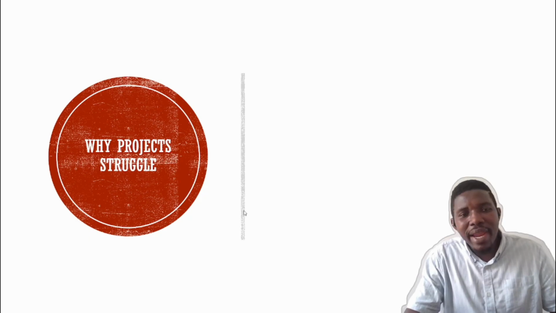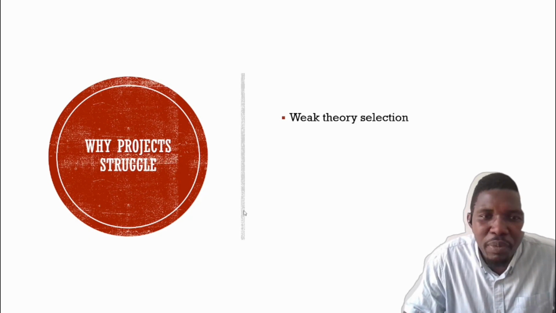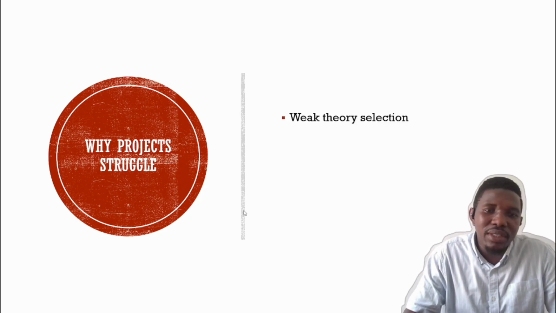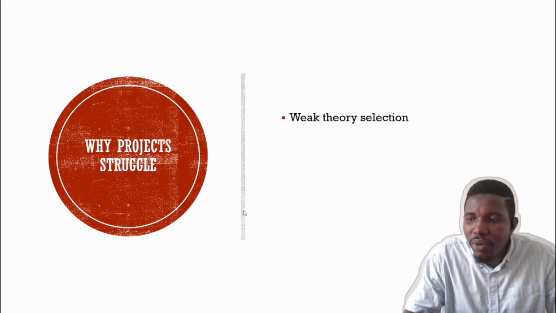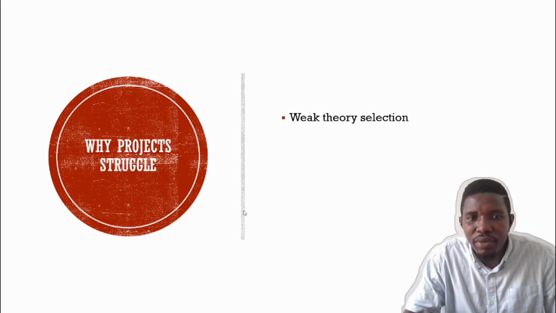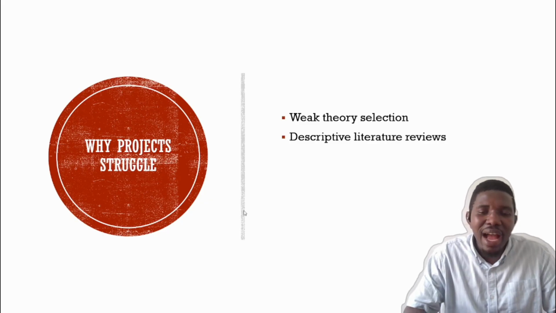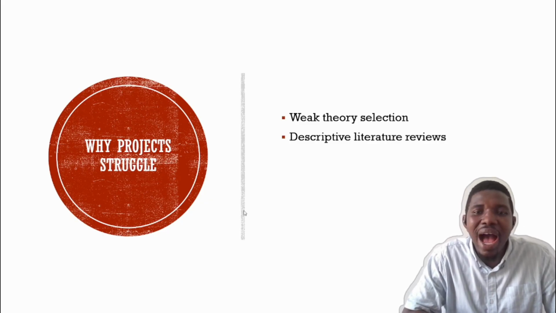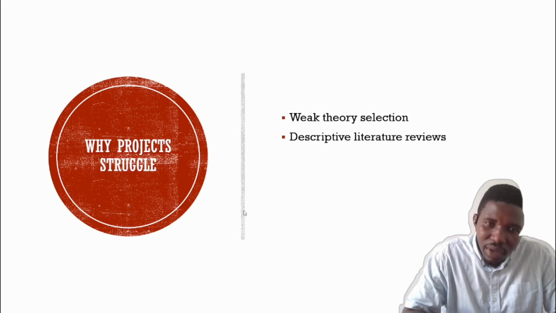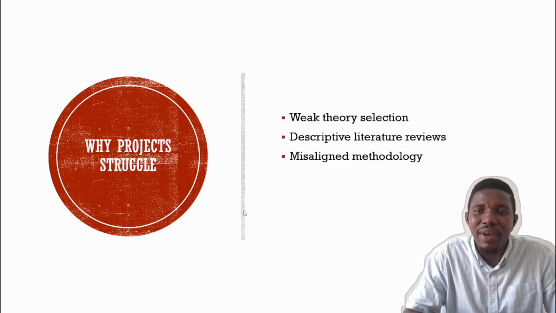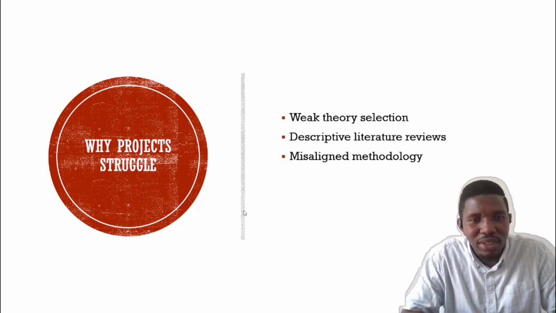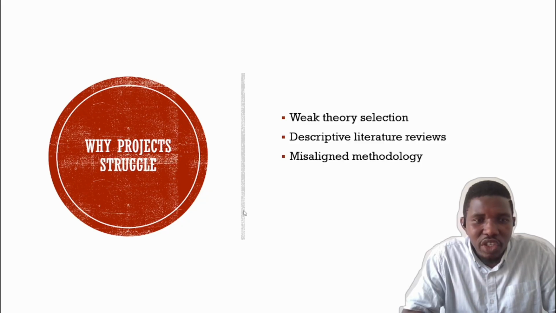So first, why do people struggle with projects? One, because they've got weak theory selections. They don't know what theory to include, what not to use for their research. Secondly, they just have descriptive literature reviews. They don't have a very intentional literature which will drive their research. And the third thing is that there is a misalignment in methodology. When methodology is not aligned appropriately, they have issues with synthesizing meaning.